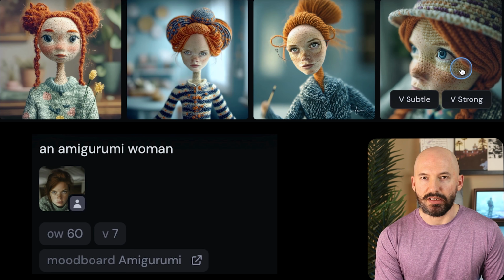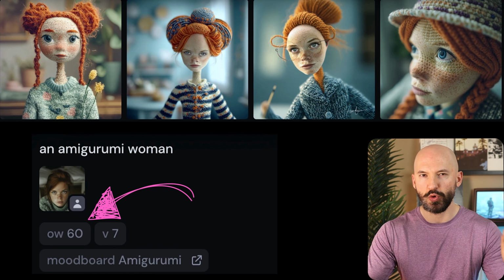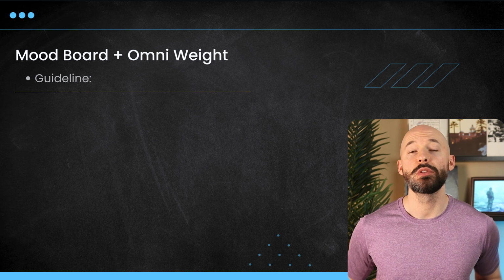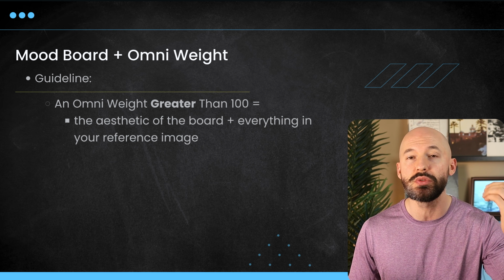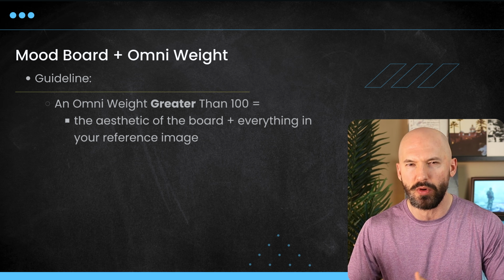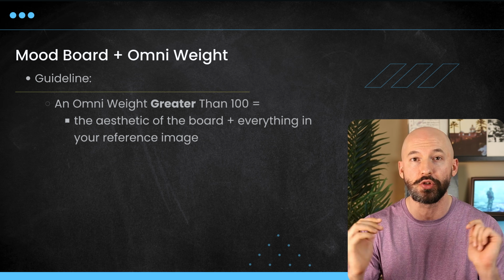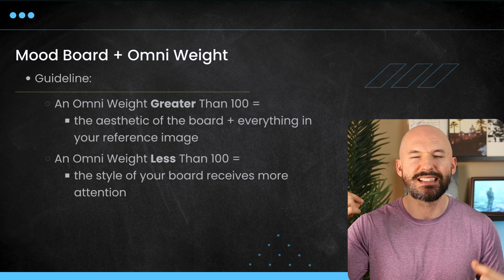So this is where you would consider lowering the omni weight. I found that anywhere between like 50 and 80 is gonna be the sweet spot when things aren't working. Like, look at these, that's unreal. That is an amigurumi woman of that character. All thanks to lowering the omni weight. Overall, I think you can use this as a guideline. If you have a mood board in your prompt and you choose an omni weight above 100, you'll be targeting the aesthetic of the board combined with everything in your original reference. If you lower the omni weight below 100, you'll be targeting the style of the board.